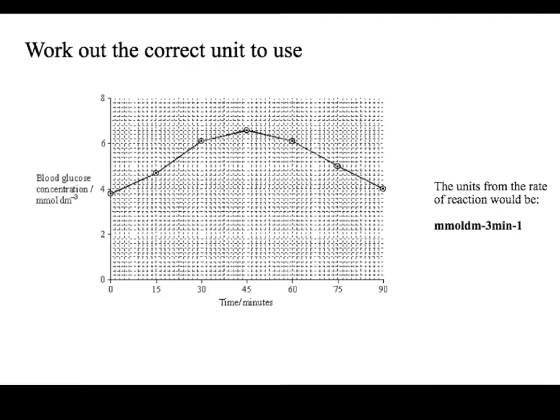Sometimes you might be asked to calculate the correct units to use. So in this example, if you're trying to do a rate of reaction, rate is in this case concentration divided by time. So the rate of reaction for this point here would be the concentration divided by the time, and the units, you divide one by the other again, so it's millimoles per decimeter cubed per minute. So you divide one number by the other, you also divide one unit by the other.